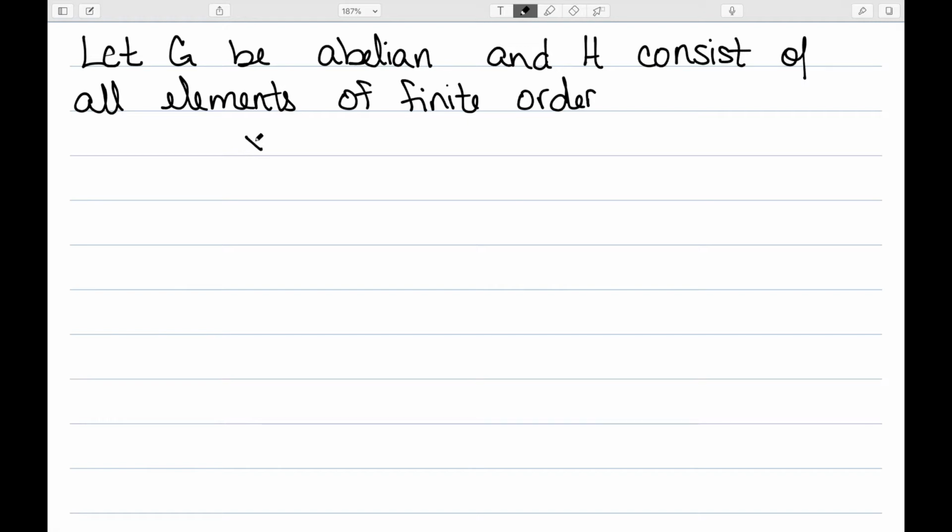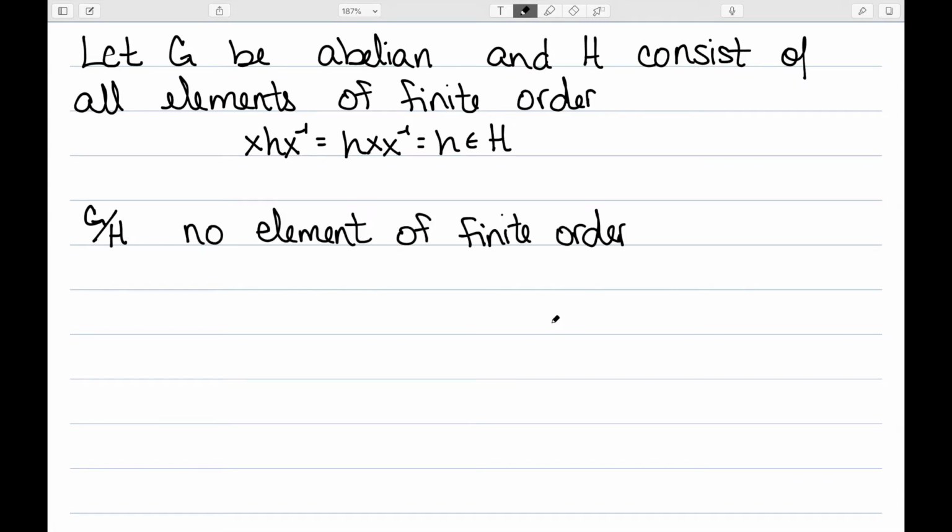And this comes from the fact that if we have x h x inverse, abelian says we can switch the order. So it's just equal to little h, which is definitely still in my subgroup. So this is definitely a normal subgroup. That means we can form the quotient group. In addition, if I look at the quotient group G mod H, then it actually has no elements of finite order with the exception of the identity element. So let's go ahead and show that this is true.